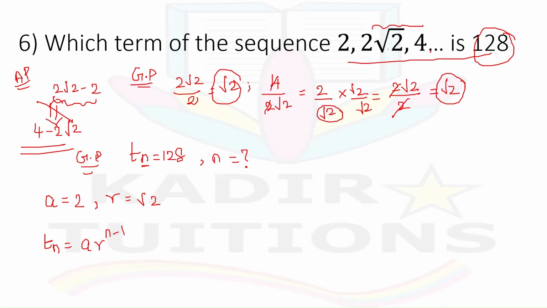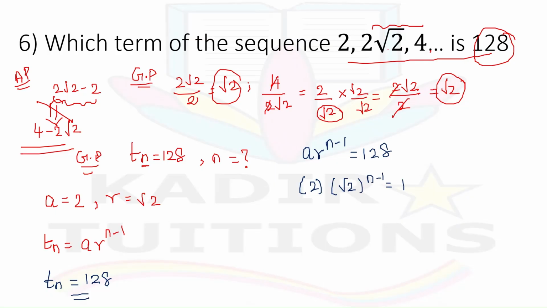So for us, we know the value of Tn as 128. The only thing what we need to do, we have to find the n value. So now we'll proceed with the problem. Instead of Tn, we can replace ar to the power n minus 1, which is 128. And what is the value of a? It is 2. What is the value of r? It's going to be root 2 to the power n minus 1, which is equal to 128. So now I can move this 2 to the other side. So what is going to happen? It will become a denominator, right? So root 2 the whole power n minus 1 is equal to 128 by 2.